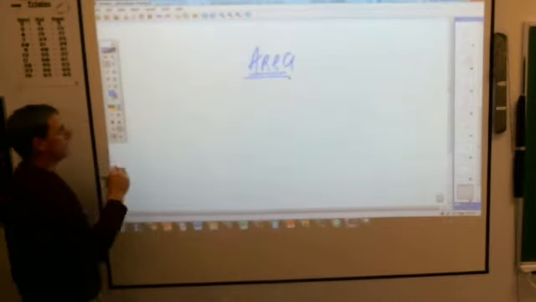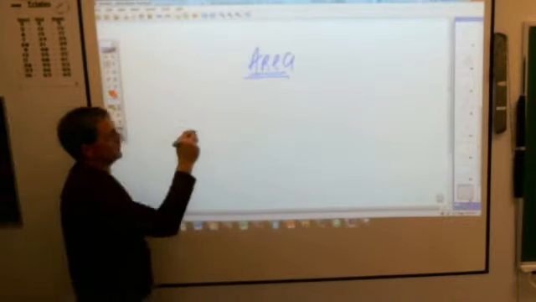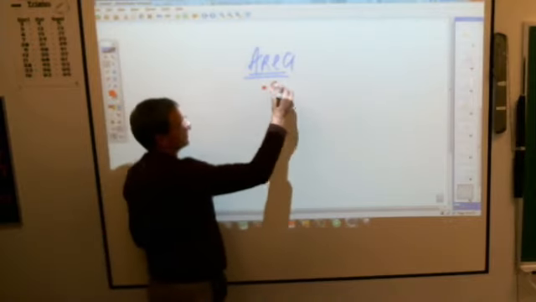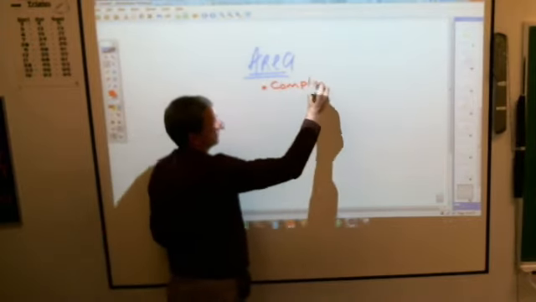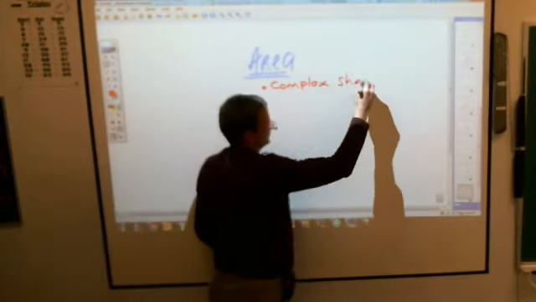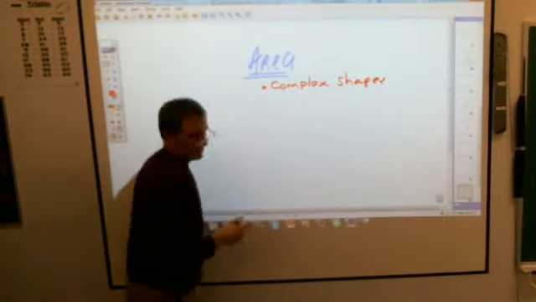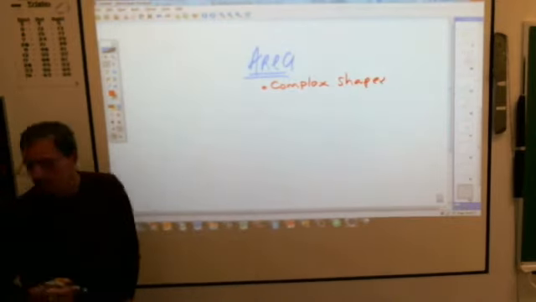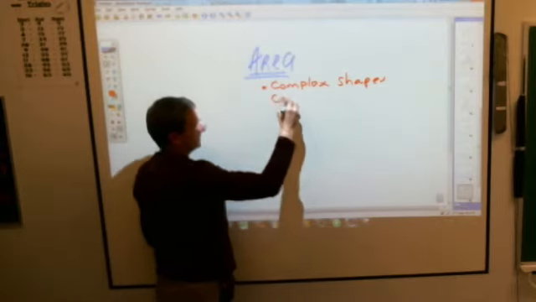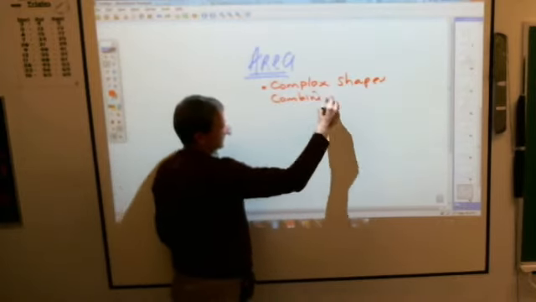Area. And our area of this one is complex shapes. I think this is what we called it last year, but actually this book calls it combined shapes, I think. Combined polygons.